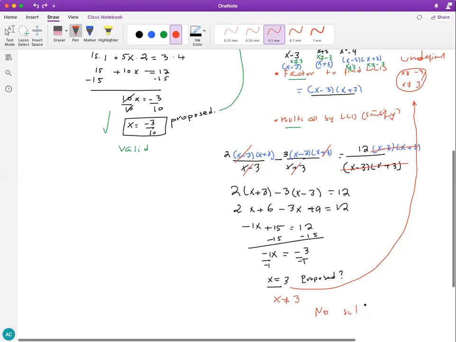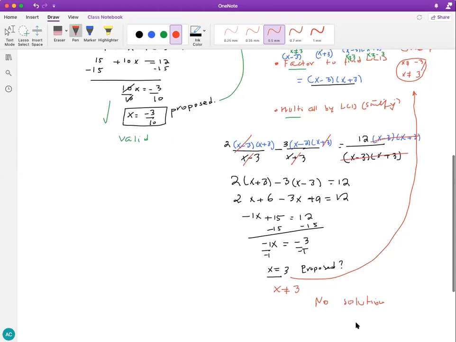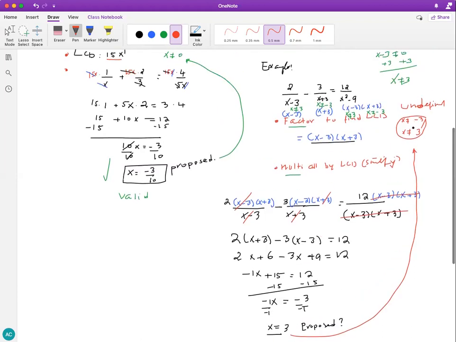No solution. Now, if you had another solution, then you can check it. In this case, we only had one solution, and it didn't work. If you have 2 or 3 solutions, you check all of them against these. But in this case, no solution. Again, that doesn't mean we made a mistake here. It's undefined because the bottom of any fraction can't be 0.